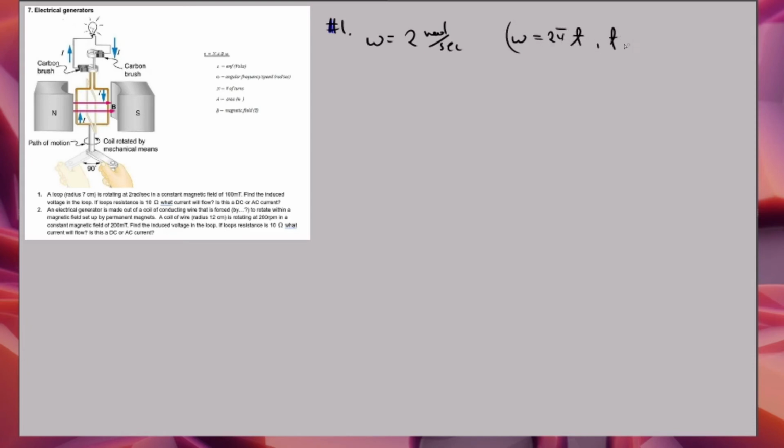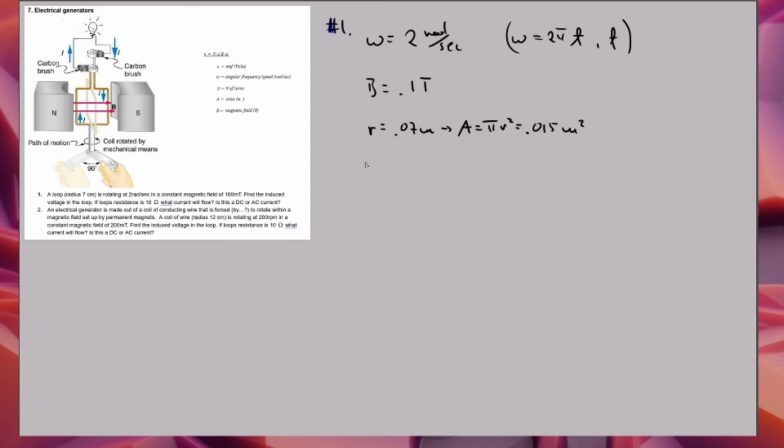And of course, f would tell me the number of times that the loop rotates every second, but I don't need that. The magnetic field is 100 milliteslas, so B equals 100 milliteslas. That would be 0.1 of a Tesla. And I have the radius of the loop, r equals 7 centimeters, so it's 0.07 of a meter. That's going to give me the area because that's just pi r squared. So let's calculate, see what this is. This is 0.015 meters squared.